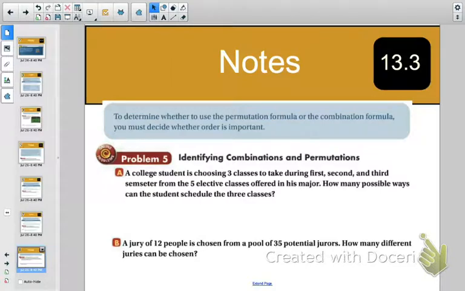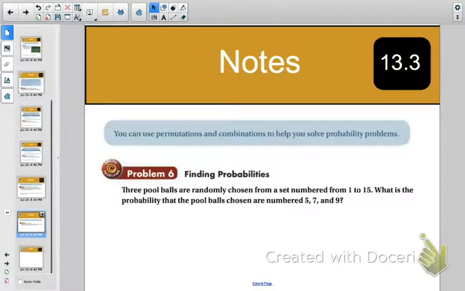Okay, the last one. It says 3 pool balls are randomly chosen from a set numbered from 1 to 15. What is the probability that the pool balls chosen are numbered 5, 7, and 9? First thing you need to do is find either the permutation or the combination to find how many possible ways there are to draw 3 pool balls. In this case, order doesn't matter because it's not saying one is drawn first, second, and third. So this one is going to be a combination. There are 15 numbers, so 15 choose 3.